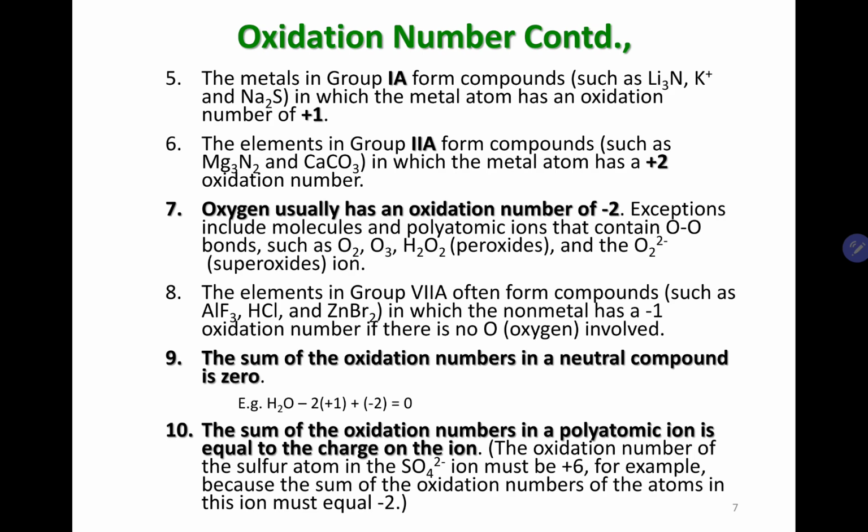So rule number 5 and 6, these two rules are actually some of my favorites. Mainly because they are very easy and we already discussed them in a different manner. Okay, so let's talk about them. Rule number 5 talks about the oxidation number of group 1A metals, and then rule number 6 talks about the oxidation number of group 2A metals. So let's talk about them.